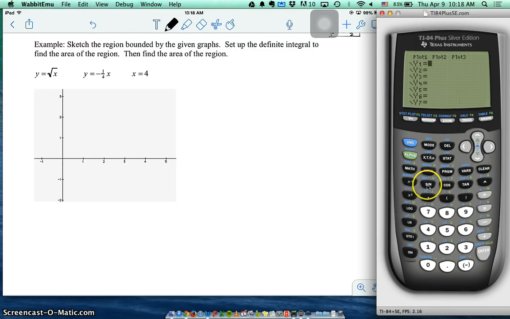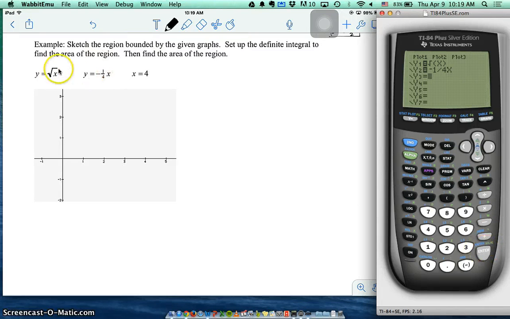So we're going to go ahead and say square root, which is right here in blue. Since it's blue, then square x. Close the parenthesis and push enter. Second one, it's negative 1/4. So negative, this is the negative button, this is not minus, which is very different from negative. 1 divided by 4, and then you have a variable x, and now we're done.